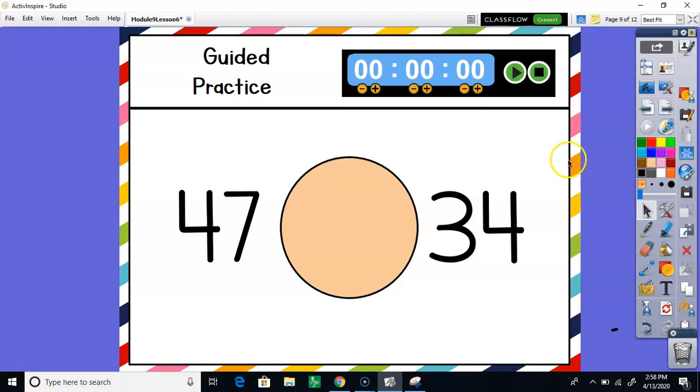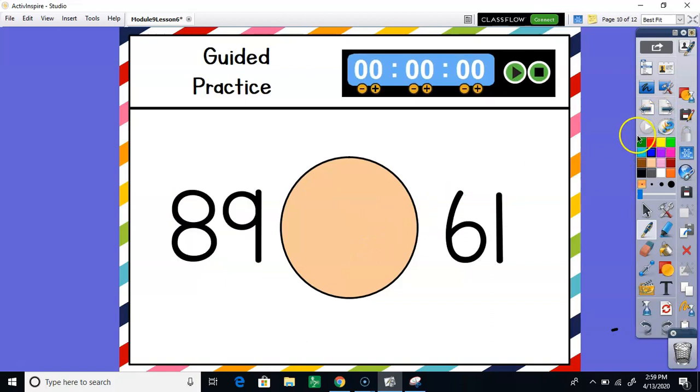Okay, so now let's go over it. So you should have circled this, and then you should know that 4 is bigger than 3, so 47 is going to be greater than 34. So I hope you put a greater than symbol right here. Okay, here's your next one. Get your scrap paper out and practice this question.